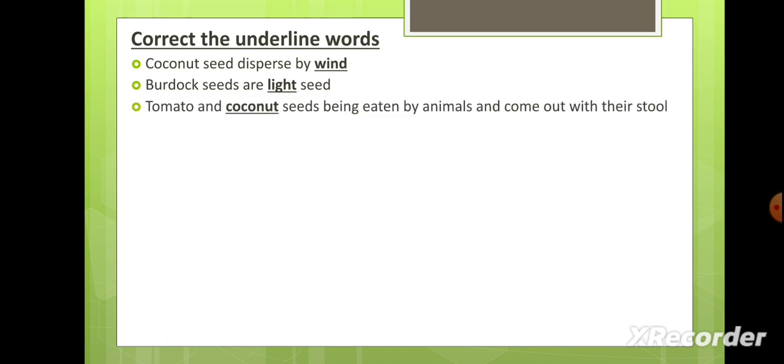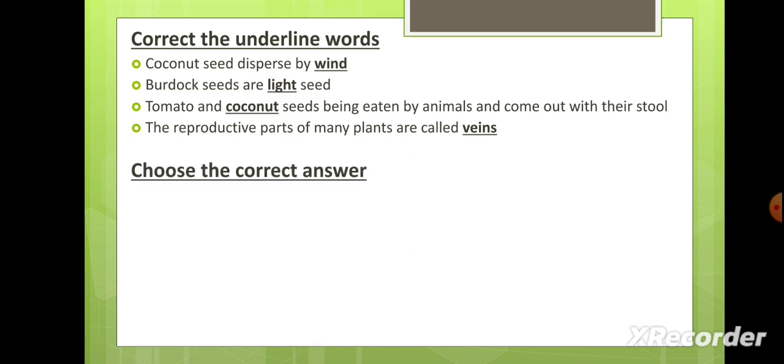I mean that it has spines. Tomato and coconut seeds being eaten by animals and coming out with their stool. It's not coconut, so think about it. Yes, it's the apple seeds. So tomato and apple, the correct answer would be apple. The reproductive parts of many plants are called what? Which plant part is responsible for reproduction? Is it veins? No, we're not talking about the human circulatory system. It's the flowers.